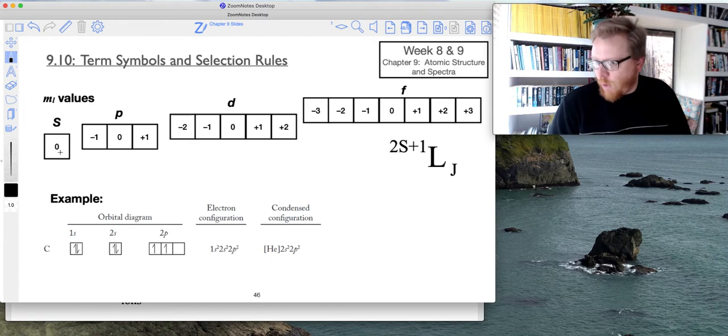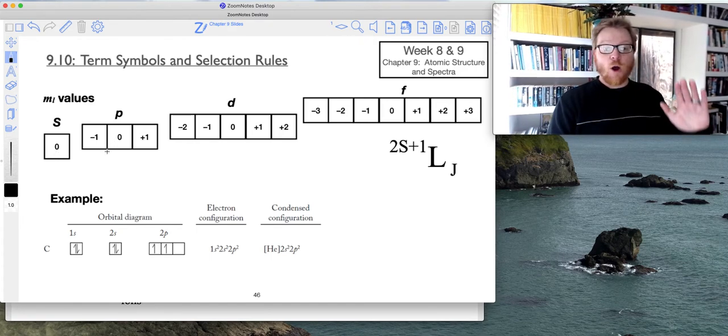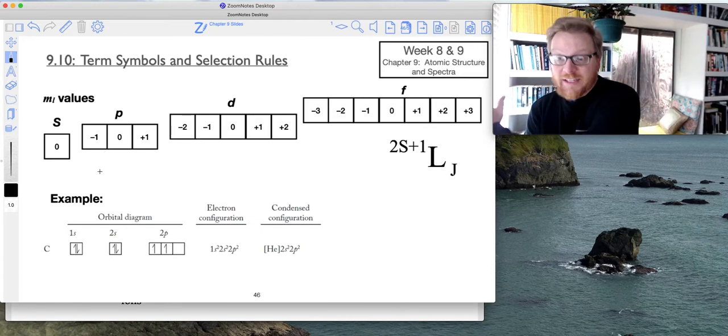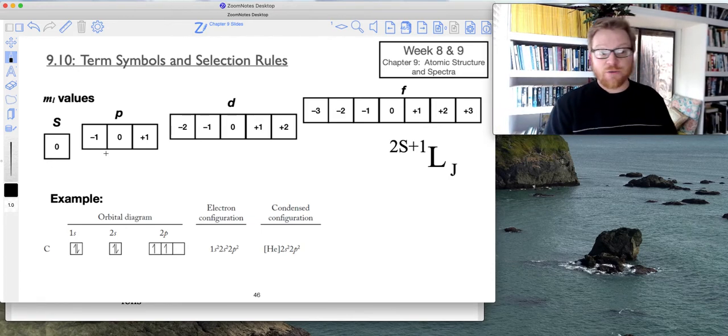So S, all ML values are 0. Okay. For P, and this goes in order of how we would list the electron configuration from the periodic table. For P, we start at -1, 0, +1. Okay. For D, -2, -1, 0, +1, +2. And for F, right, you can see it, -3 all the way through +3.